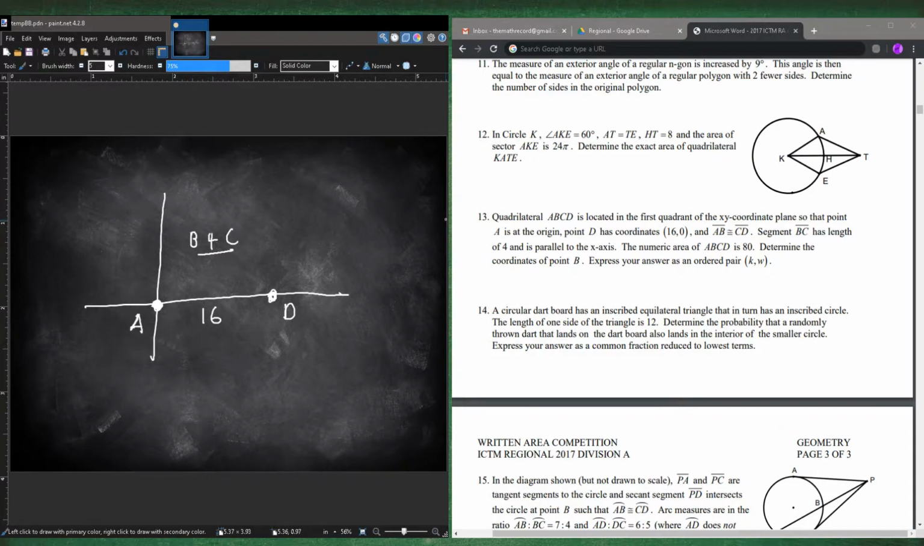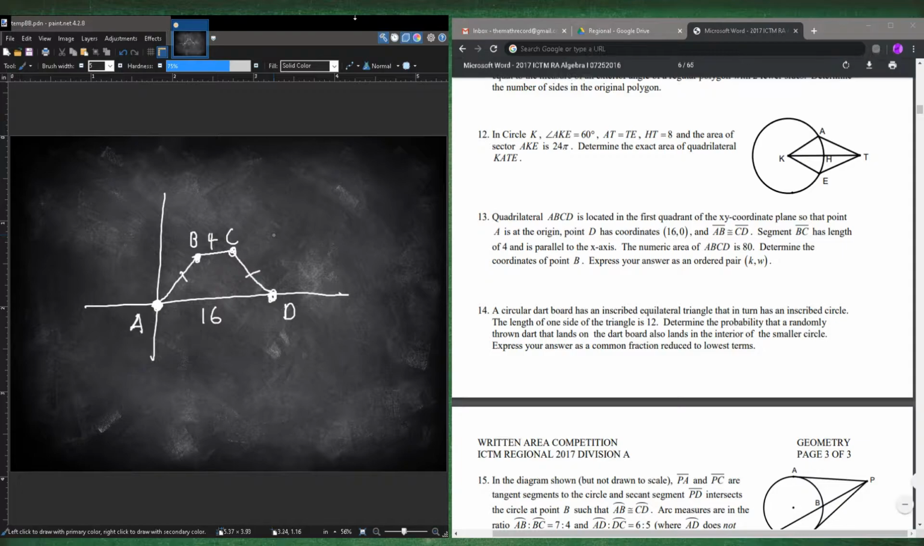And AB has to equal CD, so this length is equal to this length. So it's an isosceles trapezoid. And the numerical area of ABCD is 80. Determine the coordinates of B.